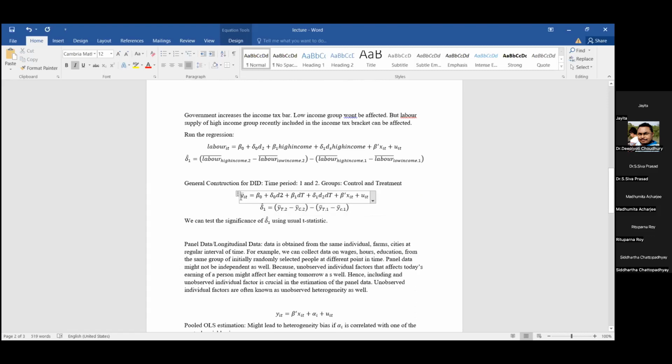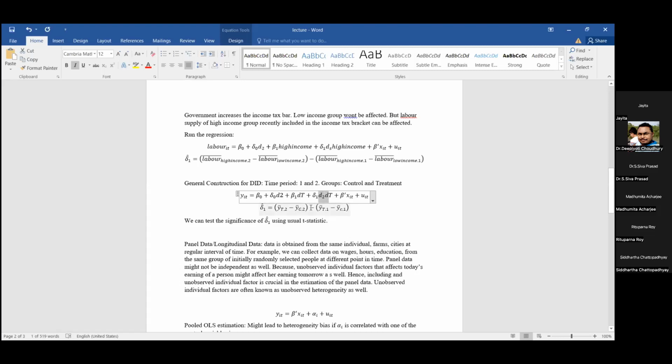Suppose my left hand side is educational attainment, beta 0 is a constant, D2 is a dummy variable taking a value 1 for the second time period after distribution of the cycle, and otherwise 0. DT is a dummy for the treatment group who got the cycle at period 2, taking a value 1, otherwise 0, and this is the interactive term over here.